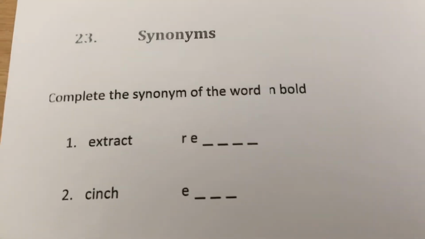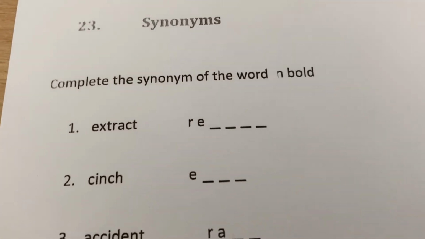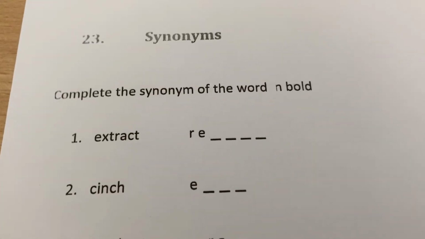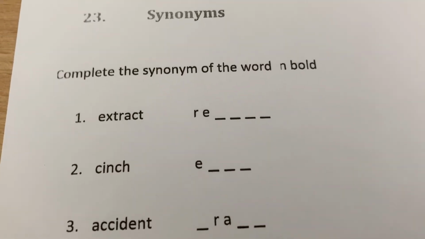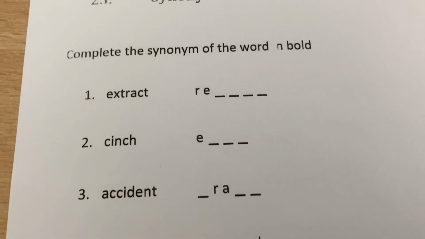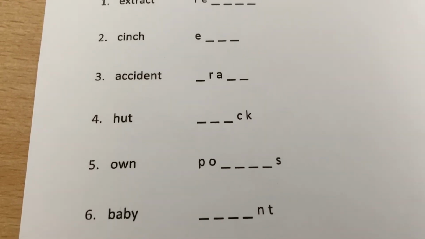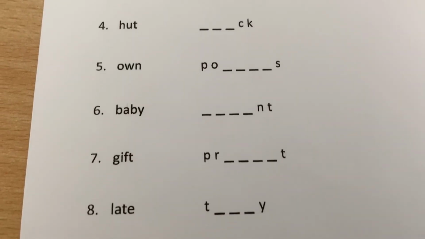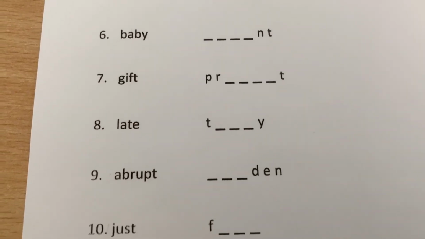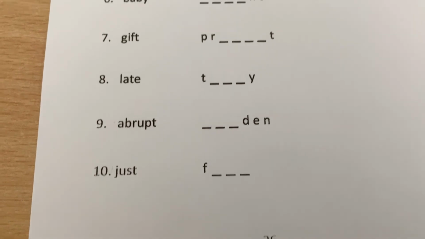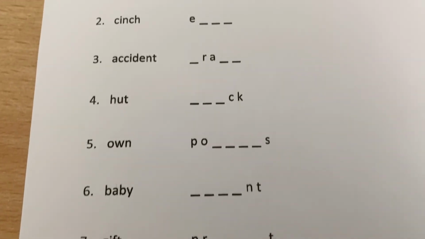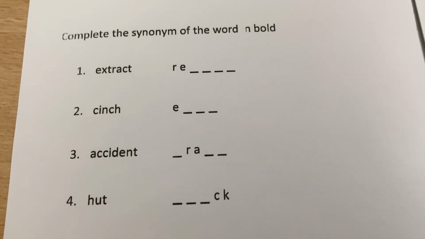Okay, let me show you another sheet. Right, have a go at these. These are synonyms, so they are not the opposite anymore. These are words with the same meaning. So have a look at these, see if you can do these. Okay, you've got extract, cinch, accident, hut, own, baby, gift, late, abrupt, and just. Okay, can you find the synonyms for these words?